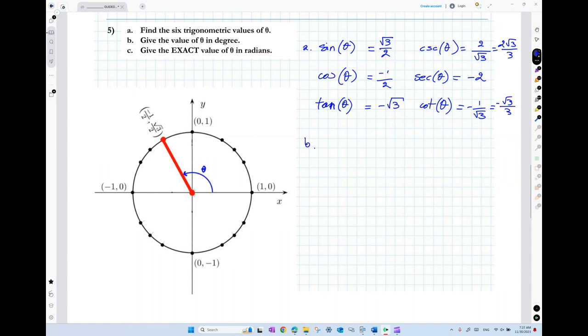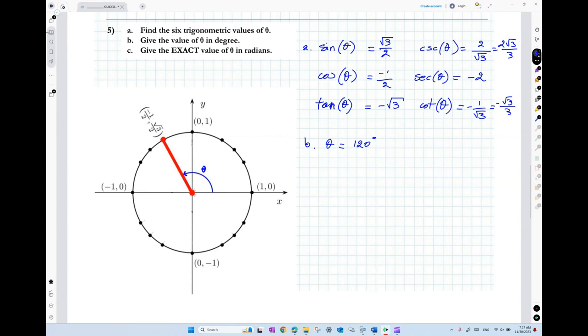For B, give the value of theta in degrees. So in degrees, I'm going to take this value here. So you could eventually read that from your calculator. So I know my unit circle, so I know it's going to be 120 degrees.